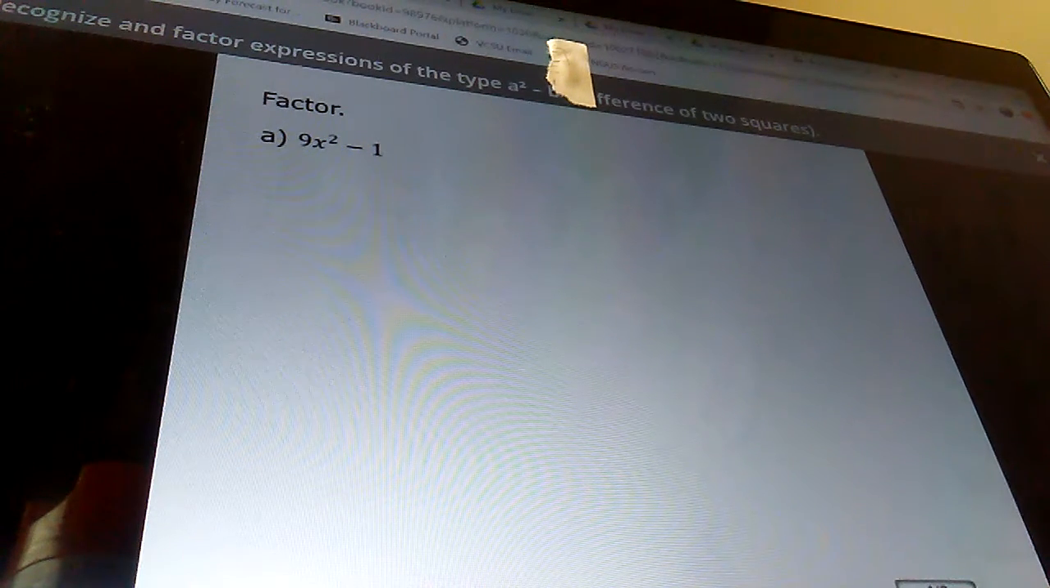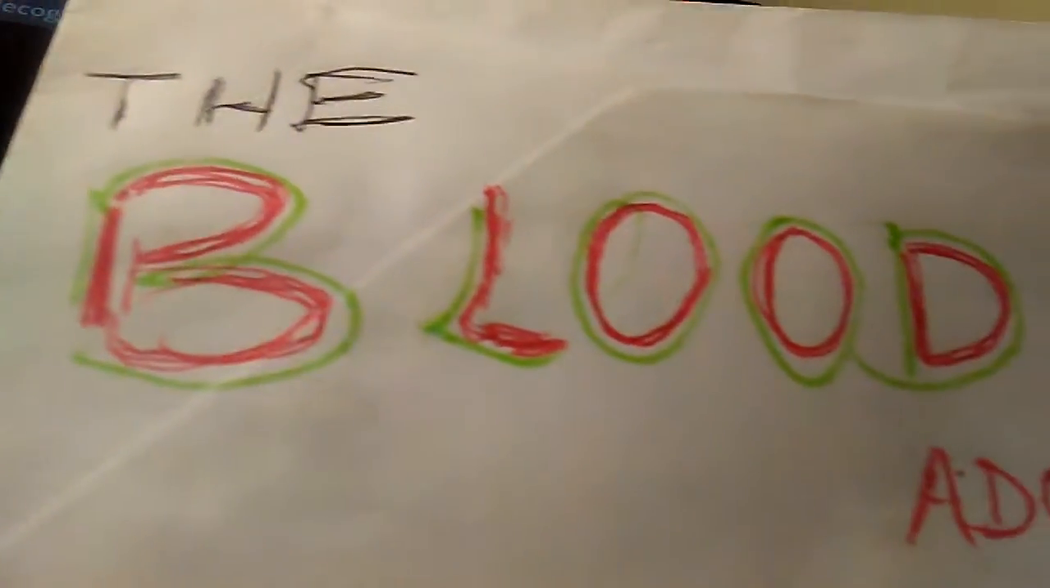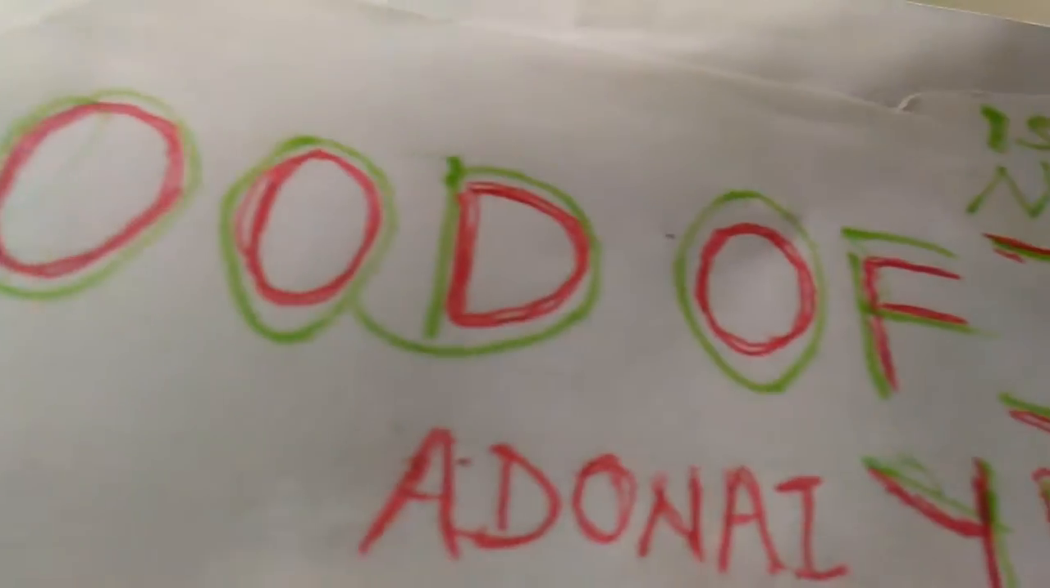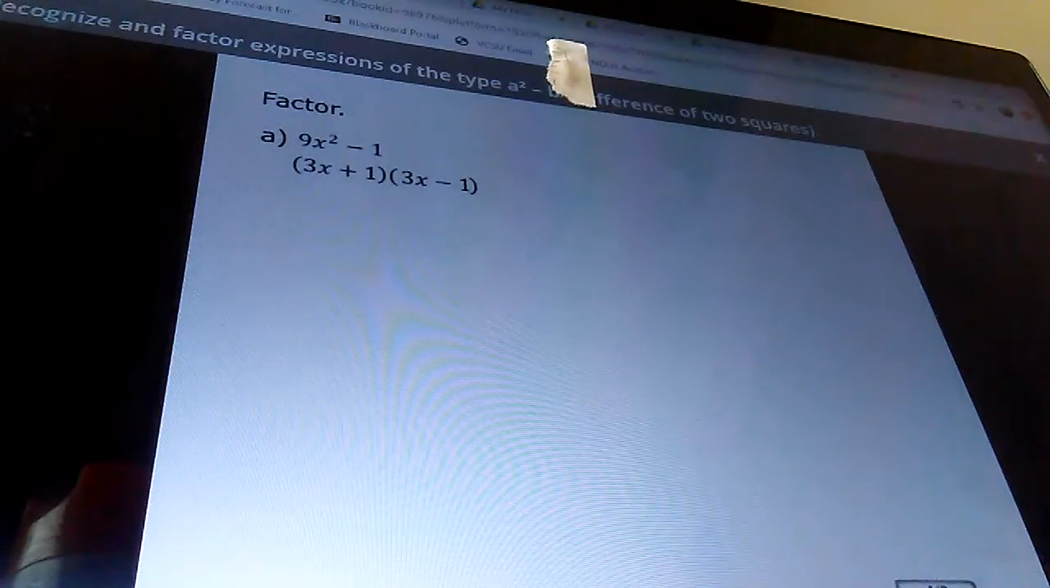Factoring the difference of two squares is a special case of factoring. The difference of two squares factors into the sum and difference of the values that were squared. Write down the two sets of parentheses as usual. The first terms in the parentheses are the values that produce 9x squared when squared, 3x. The second terms are the value that produces 1 when squared, 1. One factor is the sum, and the other factor is the difference. 9x squared minus 1 factors into 3x plus 1 times 3x minus 1.